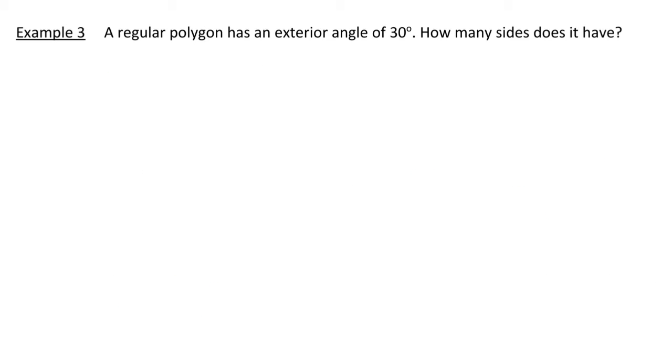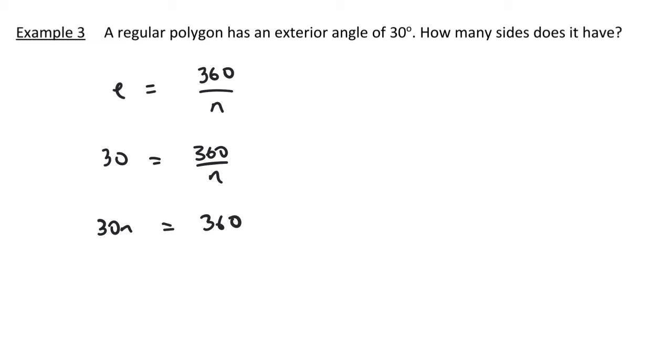Example 3, a regular polygon has an exterior angle of 30. How many sides does it have? So what we know is the exterior angle is 360 divided by n. And if 30 equals 360 divided by n, we could multiply up by n and we get 30n equals 360. And dividing by 30, we get n is 360 over 30, which works out to be 12. So it's 12 sides, so that's a dodecagon.